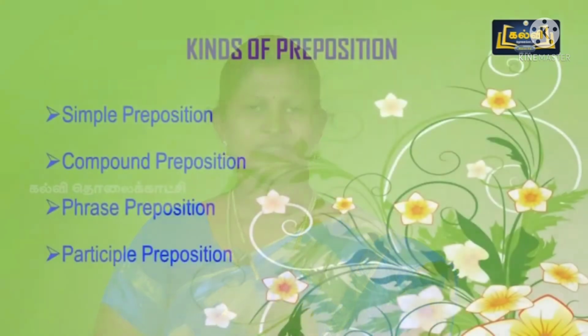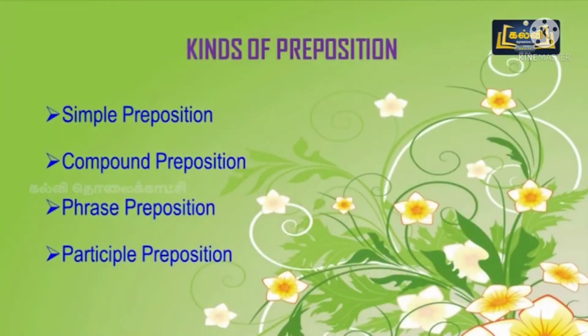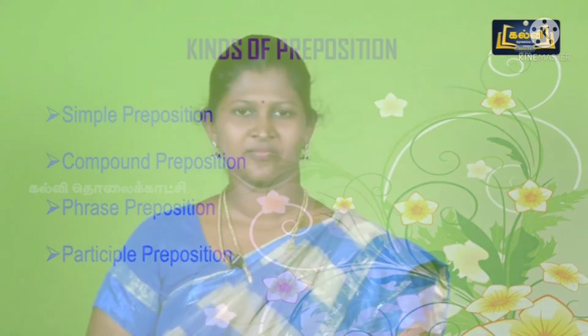There are four kinds of prepositions. First one is simple preposition, second one compound preposition, third one phrase preposition and fourth one participle preposition. We are going to see these kinds of preposition in detail.